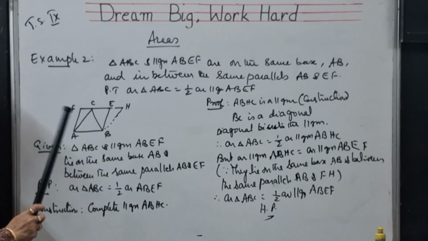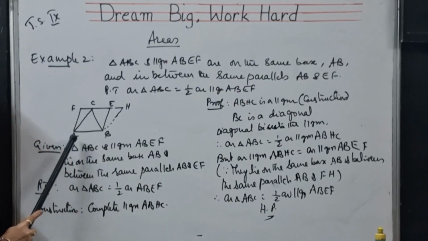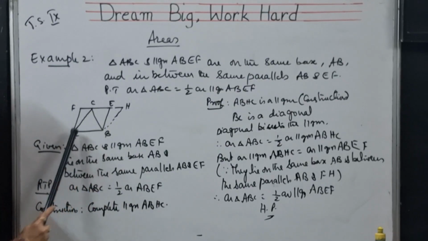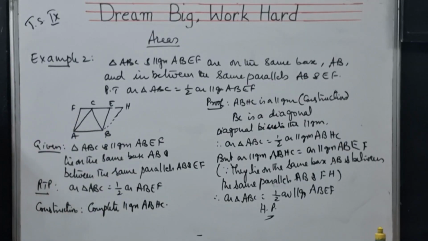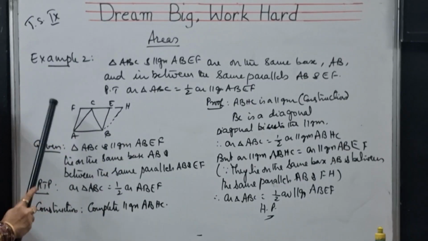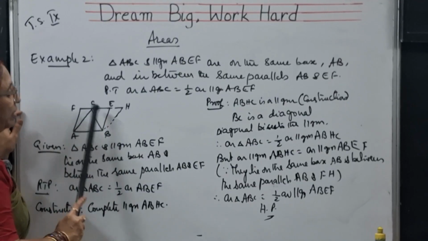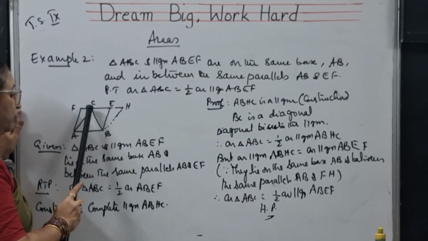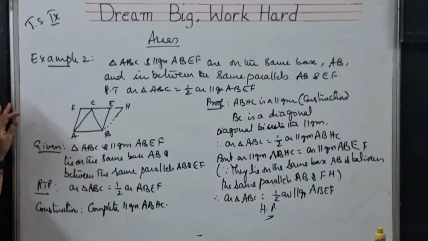Now here our construction is you have to complete ABHC parallelogram. In case if you take it as a parallelogram, BC becomes the diagonal. And in parallelogram, the property of diagonal is diagonal bisects the parallelogram, means divides the parallelogram into exactly two equal halves. So area of triangle ABC is half of parallelogram ABHC.